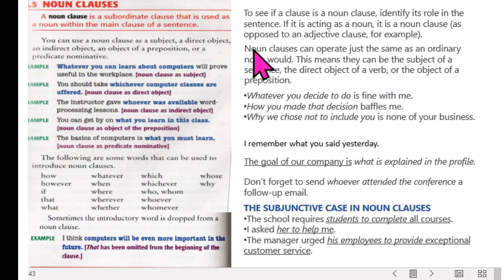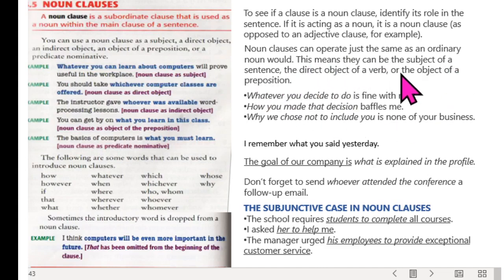What I have said before, and that's a note I took here: to see if a clause is a noun clause, identify its role in the sentence. The same you do with all of them. If it is acting as a noun, it is a noun clause as opposed to an adjective clause. For example, noun clauses can operate just the same as an ordinary noun would.